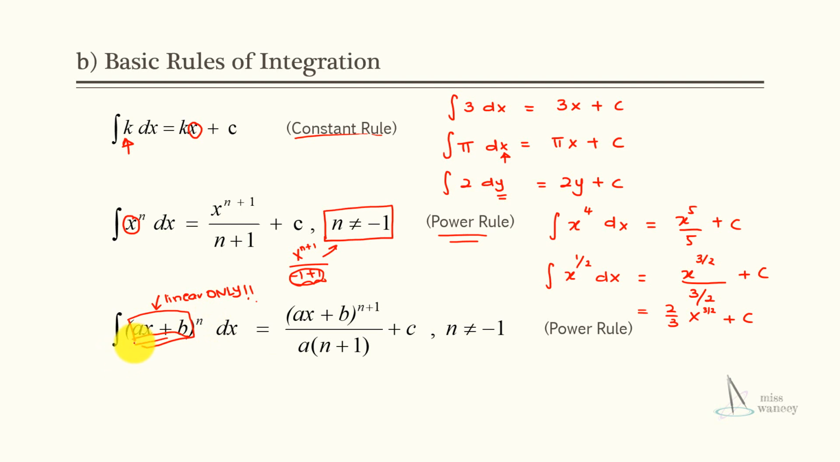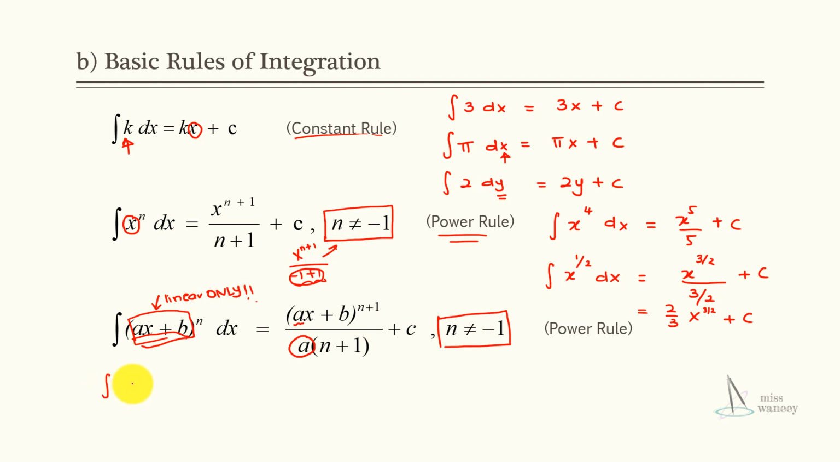So if we have to integrate ax plus b to the power of n dx, adding 1 to the power, n plus 1 over the new power n plus 1, but we have something extra over here. We have to divide by the coefficient of x. The coefficient of x over here is a, so we have to divide by a as well, and then plus c. Again, we do have a restriction for the power, where we cannot let the power become -1, otherwise we have -1 plus 1, which becomes 0.